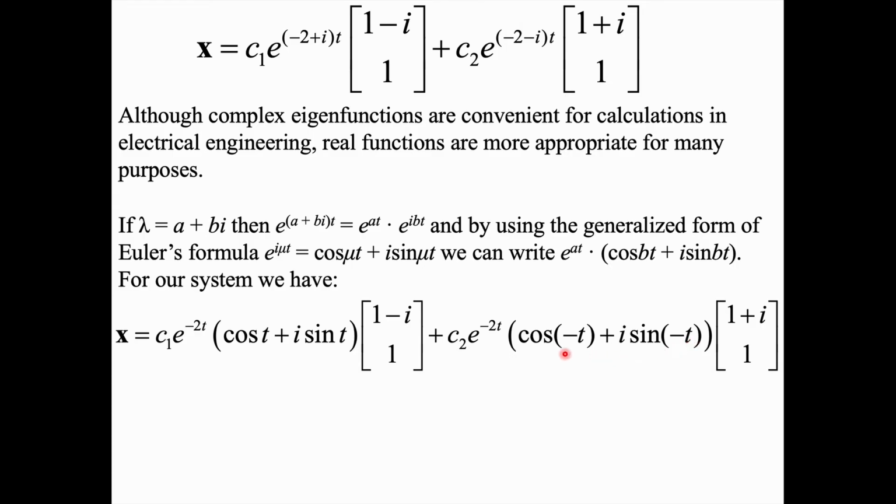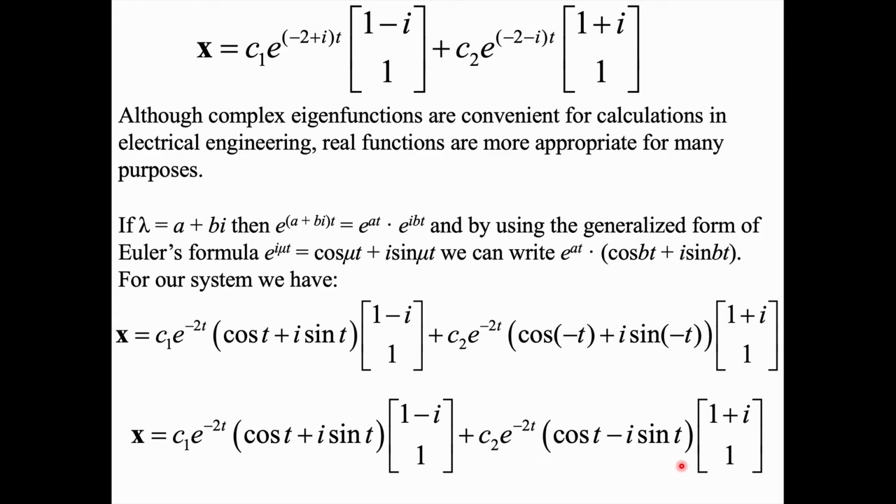Now we know something about cosine and sine. Cosine is an odd function. Excuse me, cosine is an even function, and sine is an odd function. So the cosine of negative t would just be cosine t. And the sine of negative t would put a negative here instead of a positive. So we could rewrite this as such down here. Okay? So again, this slide shows how we use Euler's formula to just rewrite what we had before.